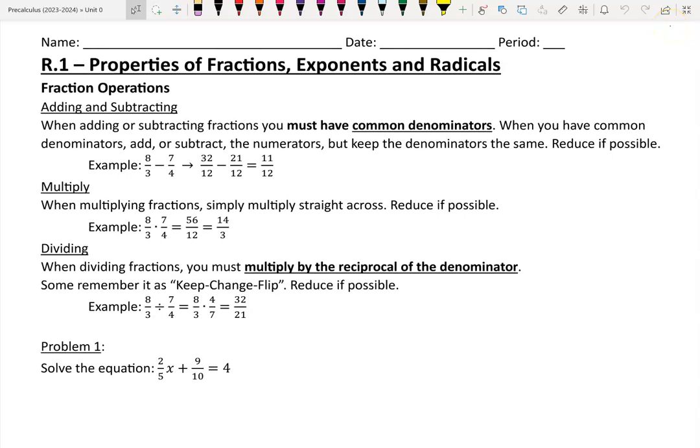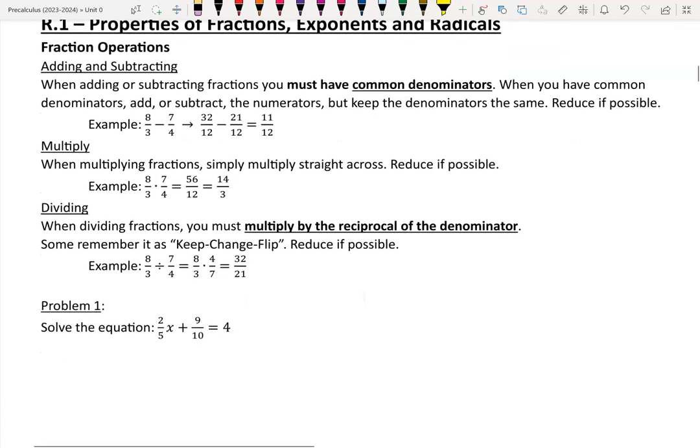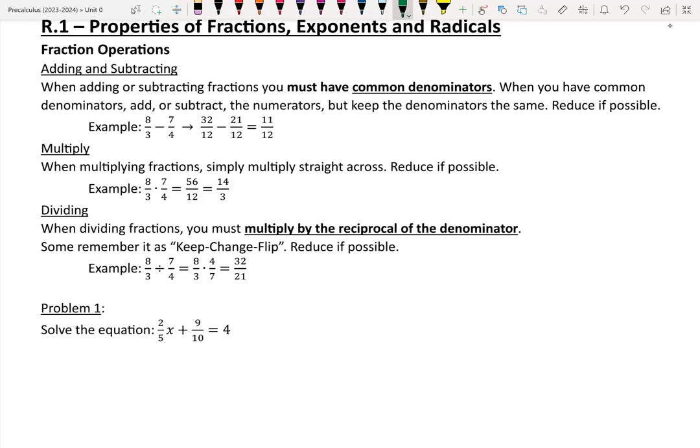In this video, I'll be going over our first review lesson for Unit 0, our review topics. And this one is the properties of fractions, exponents, and radicals. So very first, we have our fraction operations, adding and subtracting.